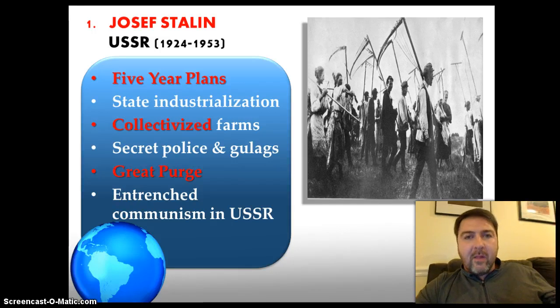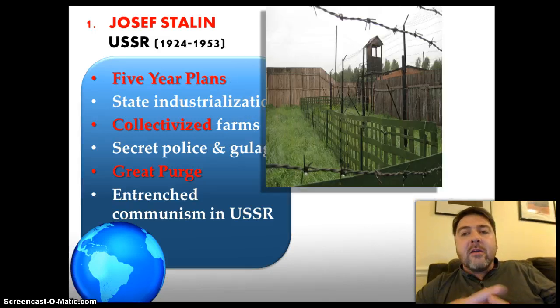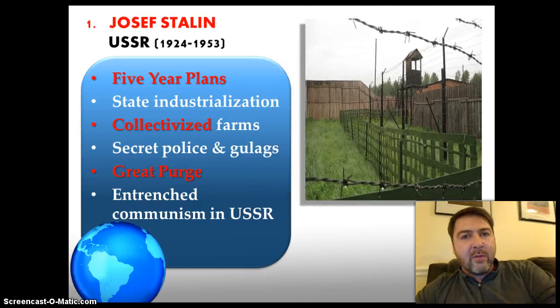He's going to collectivize the land, which means that all the little farms were going to be gathered into big state-owned farms instead of individual farmers farming their land. Hundreds of farmers together would be working these big pieces of land, like we see in this picture here. Stalin creates a system of secret police.